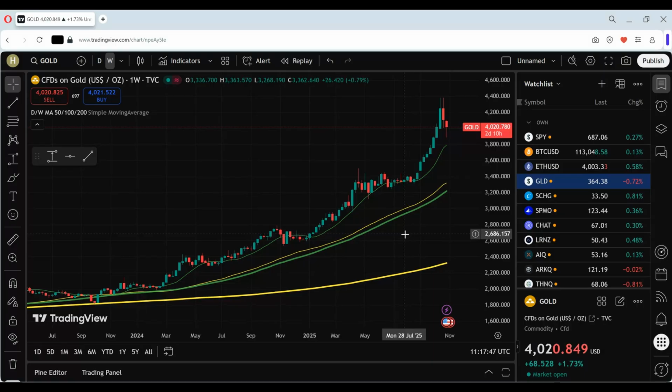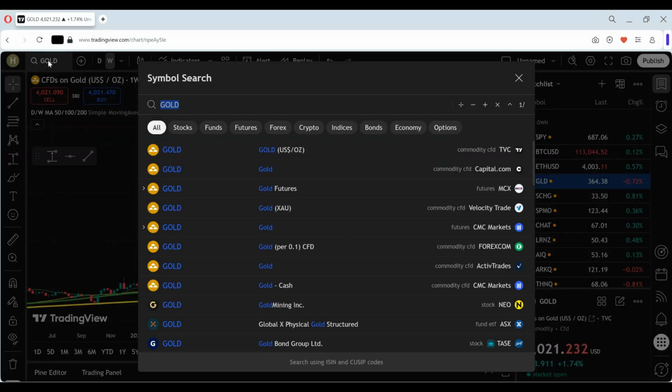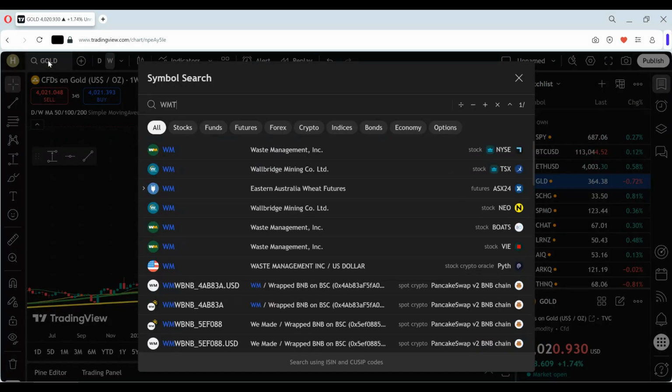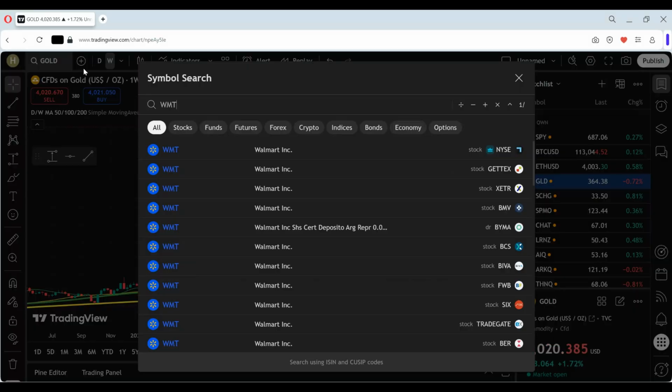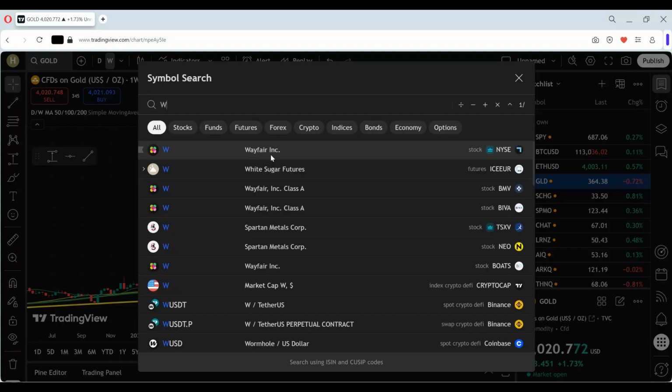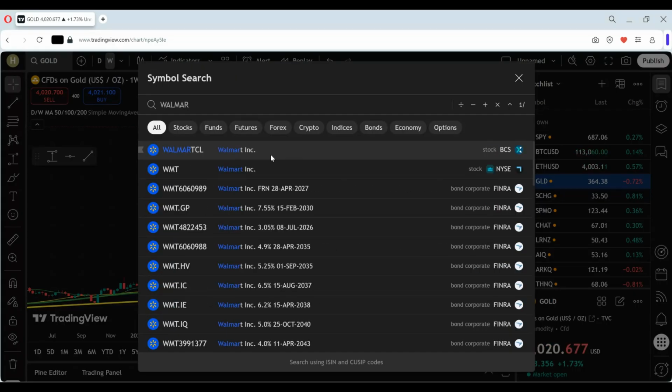All right, so let's do another one of those. Let's say we want to look at Walmart. We could either just start typing on the keyboard, or we could click up here in the top left again, the symbol search. If we know the ticker, we could just type it in, WMT, and then either hit enter or select it. But if we don't know the ticker, we could just type in the word Walmart or start typing the word.